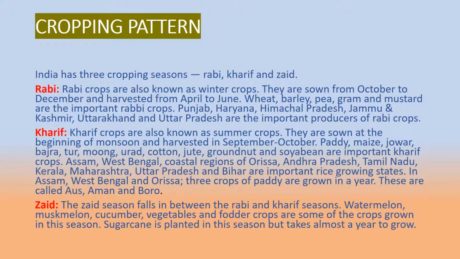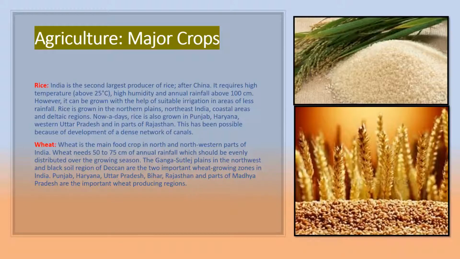Zaid. The Zaid season falls in between the Rabi and Kharif seasons. Watermelon, muskmelon, cucumber, vegetables, and fodder crops are some of the crops grown in this season. Sugarcane is planted in this season but takes almost a year to grow.